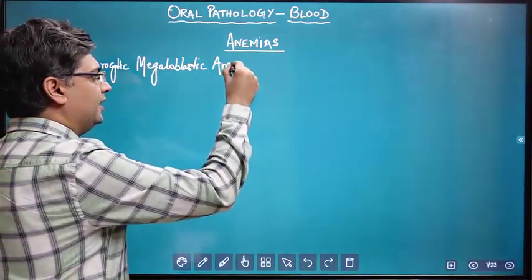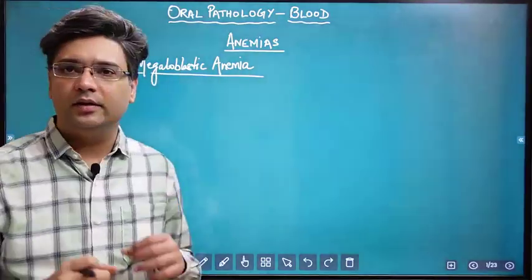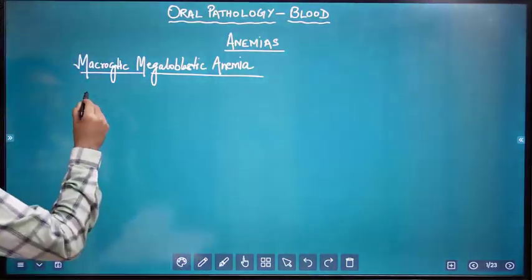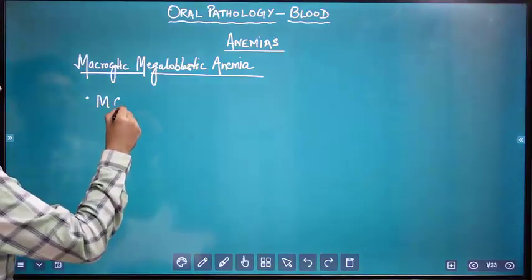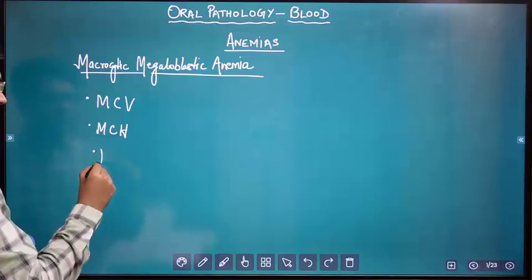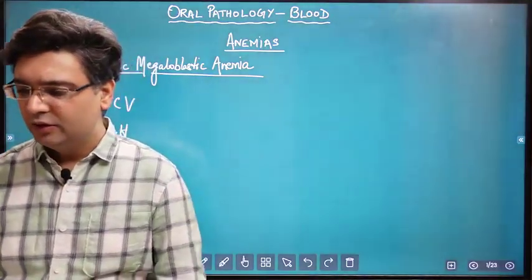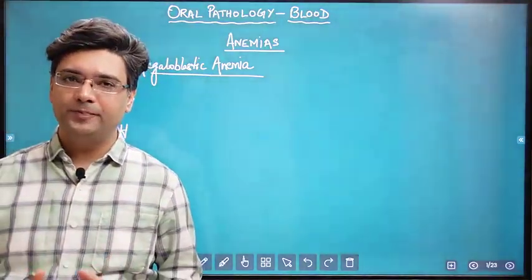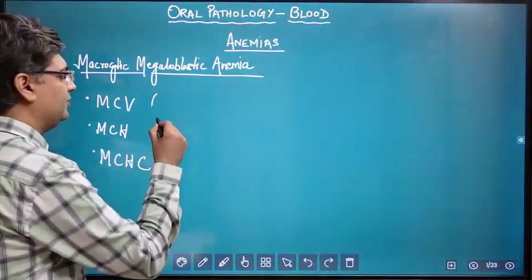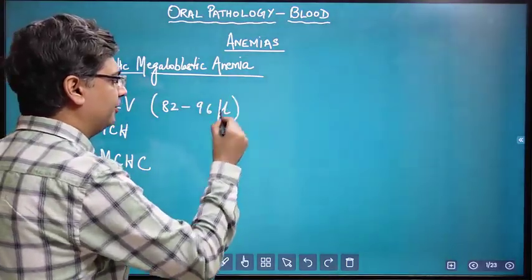To understand the terminology here, first of all, we have to understand the counts associated with it. The three counts we are going to look at are the MCV, the MCH, and the MCHC, which we've already discussed in physiology. The MCV is the mean cell volume, that is the size of the cell, and its range lies roughly around 82 to 96 femtoliters.